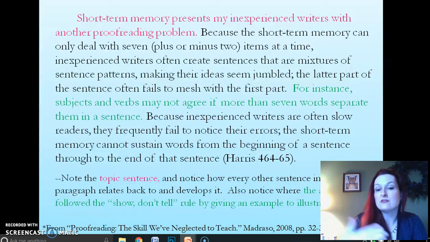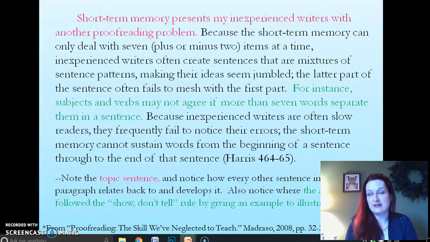And every other sentence in that paragraph relates back to that and develops that. Also notice where the author has followed the show don't tell rule by giving an example to illustrate the point that she's making, and that's in the green. That's a good piece of advice. Show, don't tell. Examples are more powerful than explanations any day of the week.